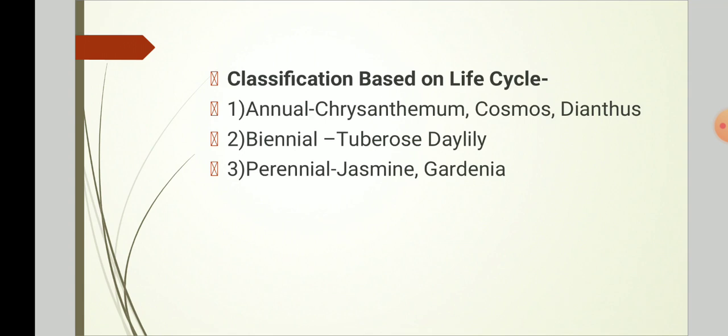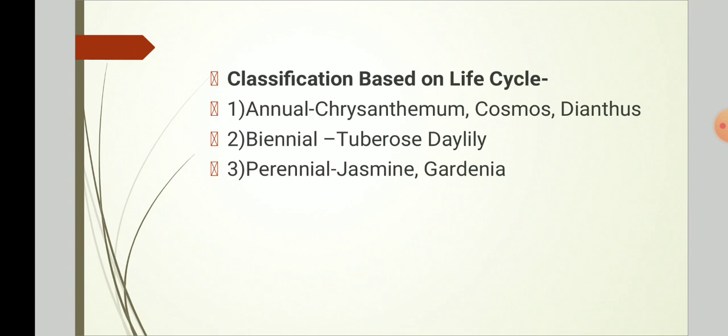On the basis of life cycle, ornamental plants are categorized into 3 types, that is annual, biennial and perennial. Annual plants are those plants which complete their life cycle within a single growing season or 1 year. Example of annual ornamental plants are chrysanthemum, cosmos, dianthus, etc. Then biennials. Biennials are those plants which complete their life cycle within 2 years or 2 growing season. Example of ornamental plants in biennials are tuberose, daylily, etc.